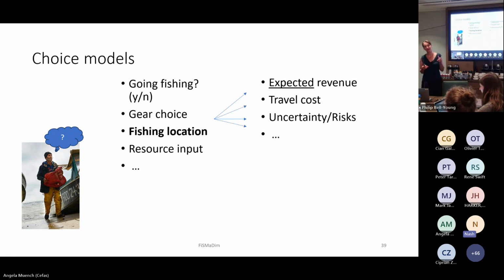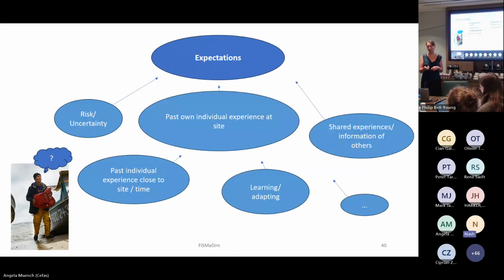Then we ask, what does he actually base his choice on? Which site would he choose? We're assuming it's the expected revenue. He has an expectation of how much he will earn at this site, but also how much it costs him to go there. And there's often some uncertainty about the outcome, so he will calculate this in as well. This is how he forms the expectation. However, if you look into the literature on expectation formation, it's huge, and everyone thinks something is more important than others. It's a complex topic.